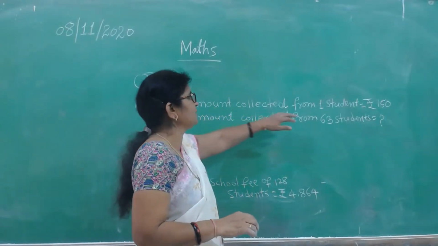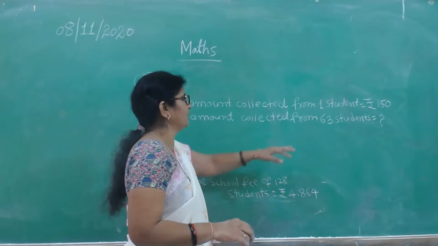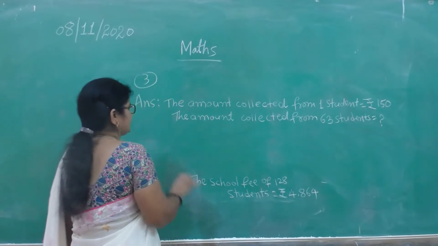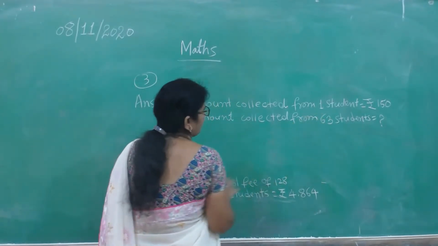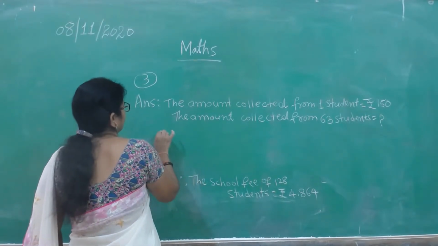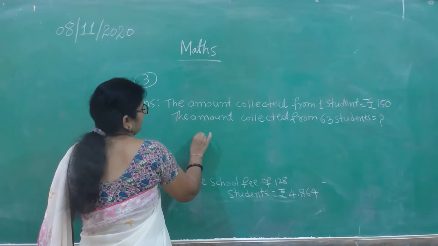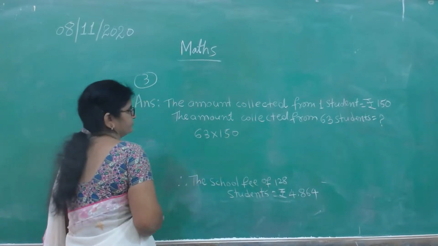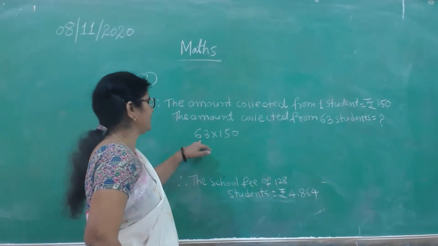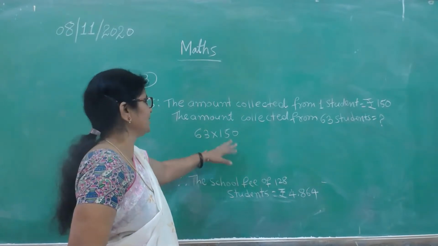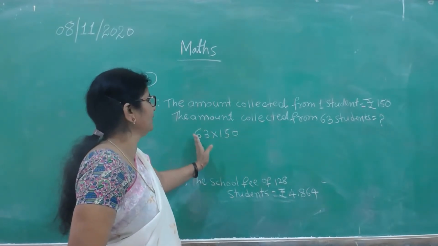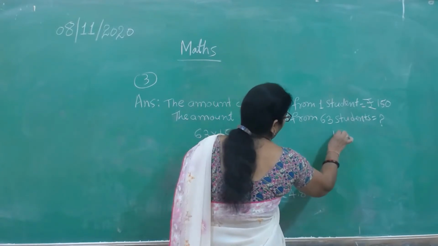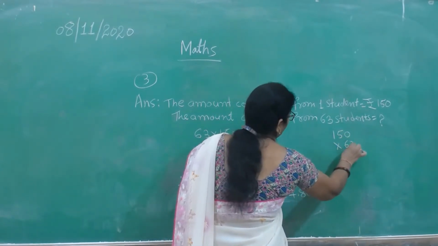Yes, for one student 150 rupees. Then how many rupees has madam collected from 63 students? Multiplication: 63 into 150. This is the multiplier, this is the multiplier. You can change it. 150 multiplier and 63 multiplier. You can take that. 150 into 63.